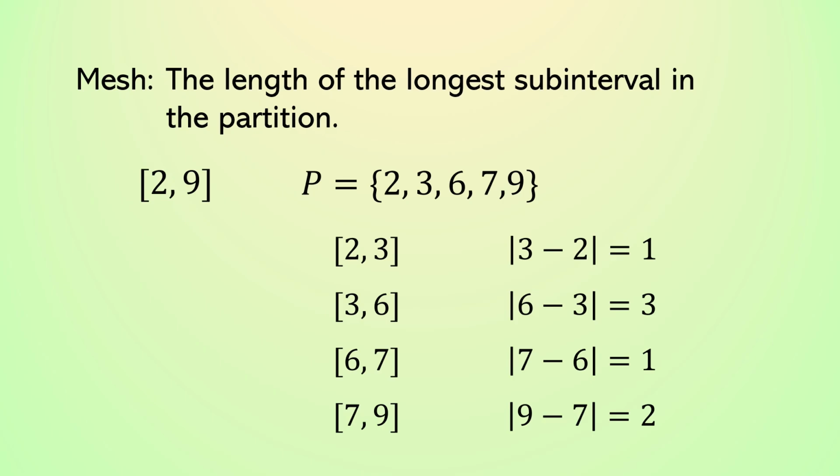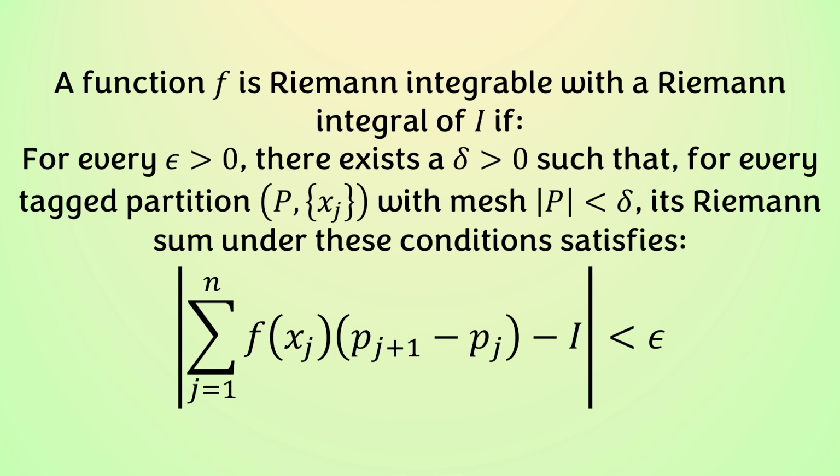You can clearly see that the biggest length is the number 3, therefore meaning the mesh for this partition would be 3. It's that easy, so therefore we can now take a look back at this definition and try to unpack what it means a bit more. Of course, this bit here was just the definition of a Riemann sum that we were just looking at, and as this definition is already stated at the top, I is the actual answer to the Riemann integral.